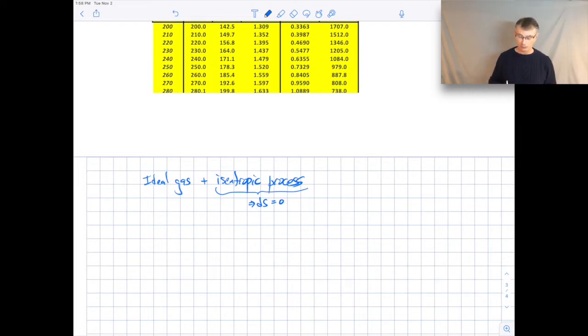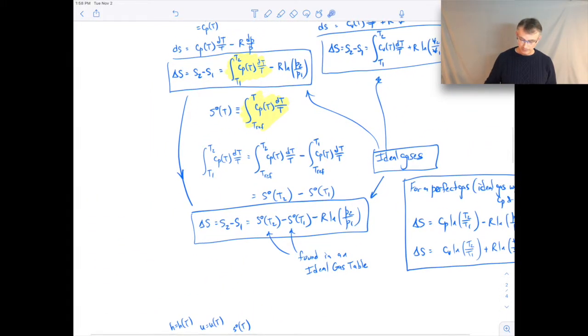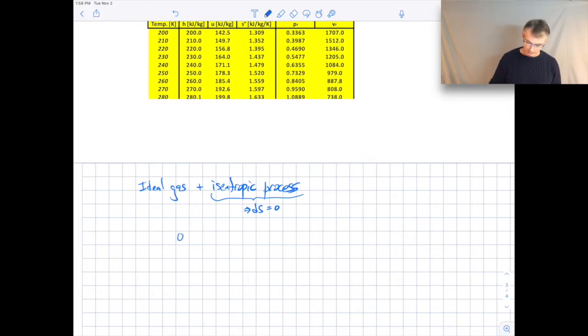The entropy doesn't change. In that case, what I'm going to do is just go back up to this expression here, and let's go ahead and use this one. Then I'll set this left-hand side to 0, and what I'm left with is the following. So 0 is equal to S naught T2 minus S naught T1 minus R natural log P2 over P1. Let me do a little rearranging here. So I'll have natural log P2 over P1 is equal to S naught T2 minus S naught T1 divided by R.